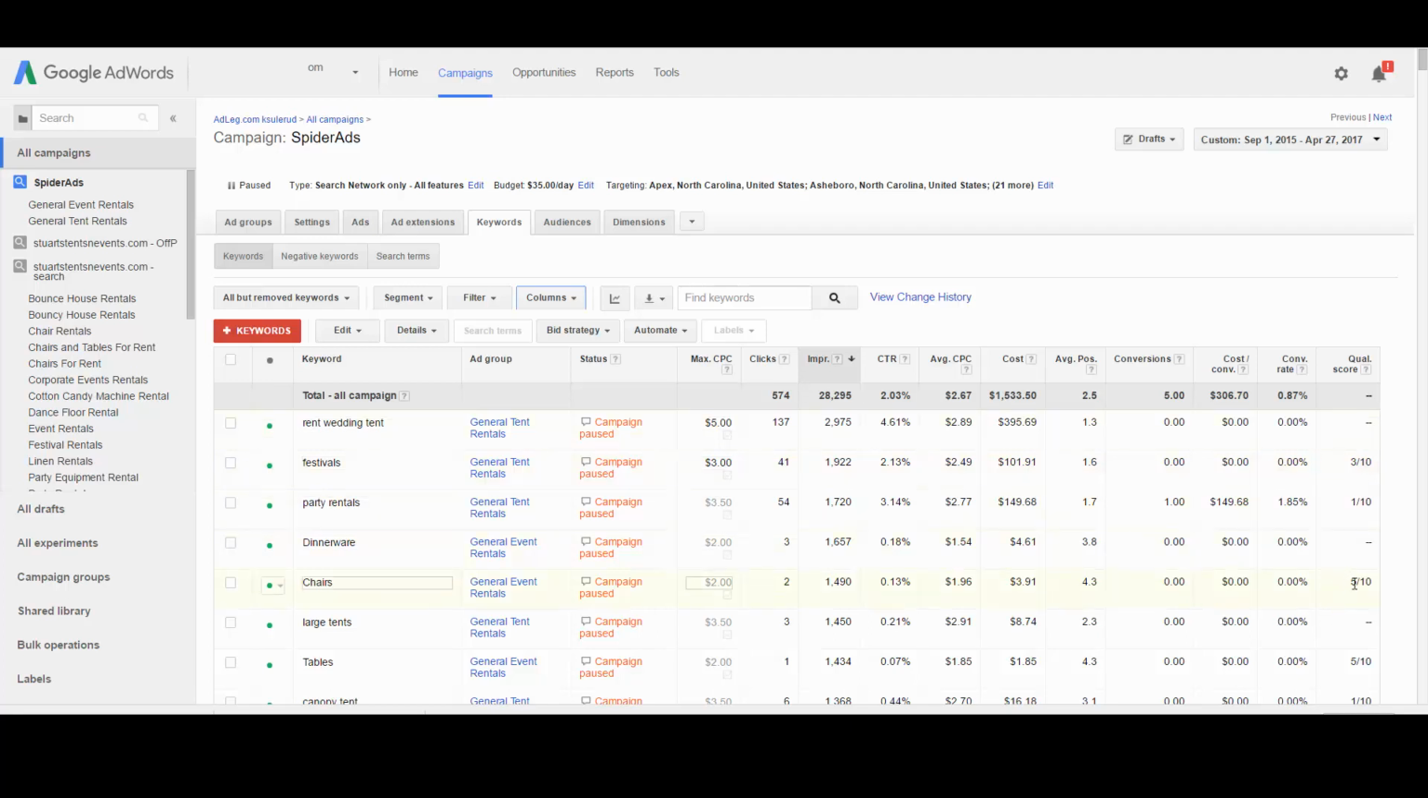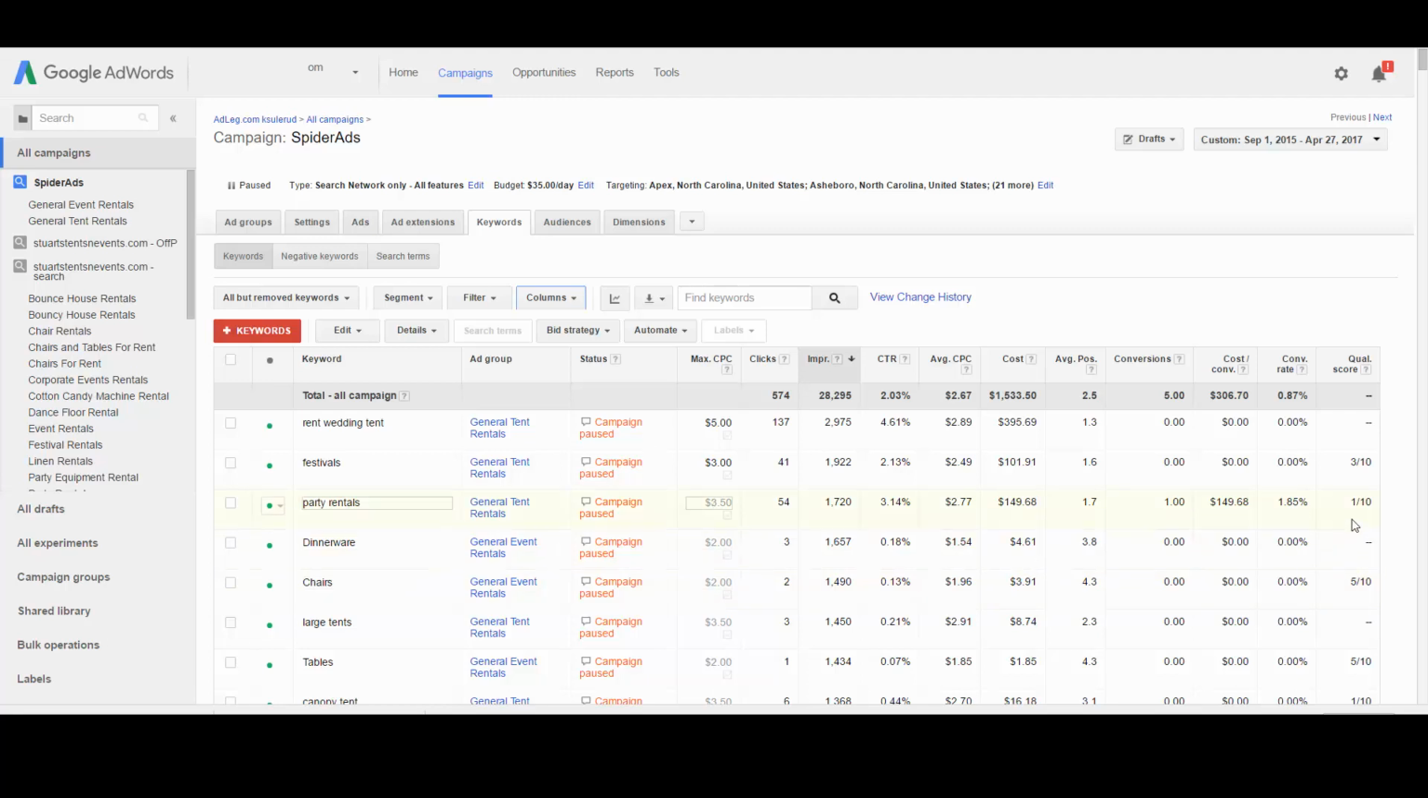Okay, and how it works is a 5 out of 10 is the benchmark. That's considered average quality score. If your quality score is above 5 out of 10, you would need to actually pay less per click to get a higher ad position than someone who has a lower quality score. Okay, so Google rewards a higher quality score by letting you pay a lower cost per click.